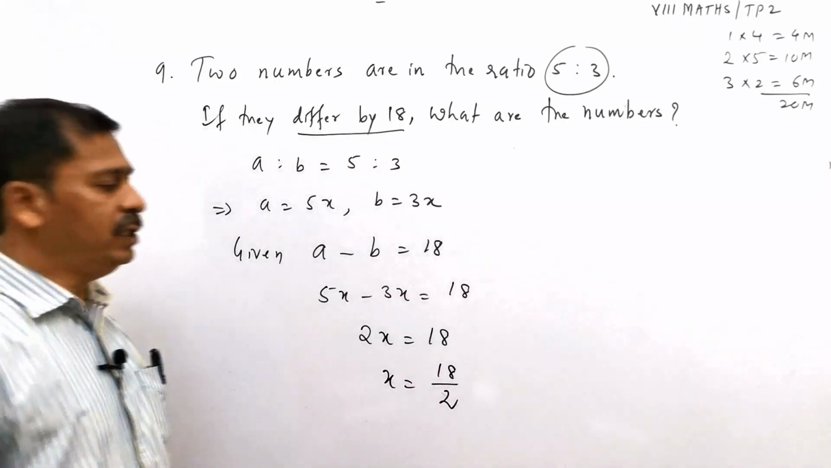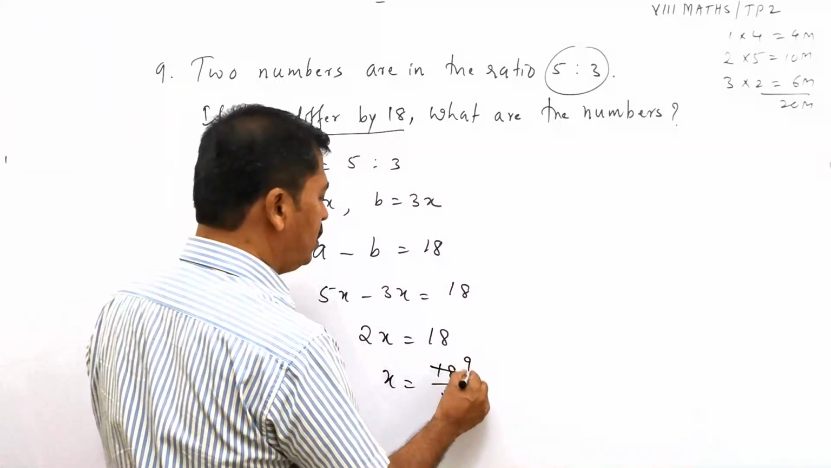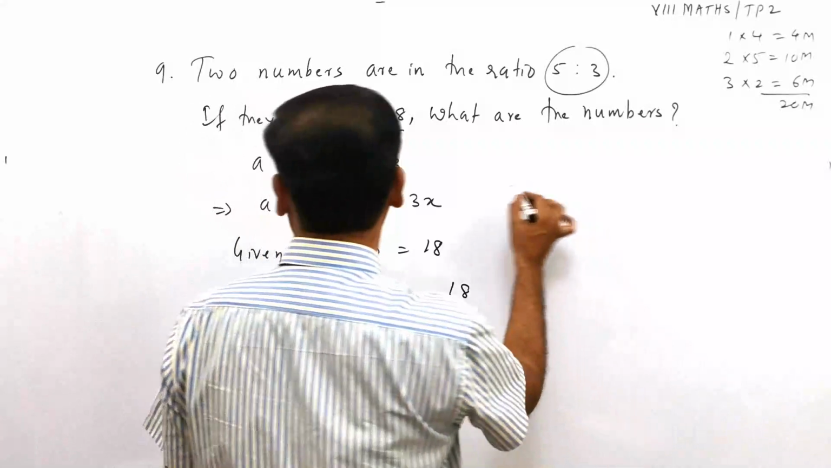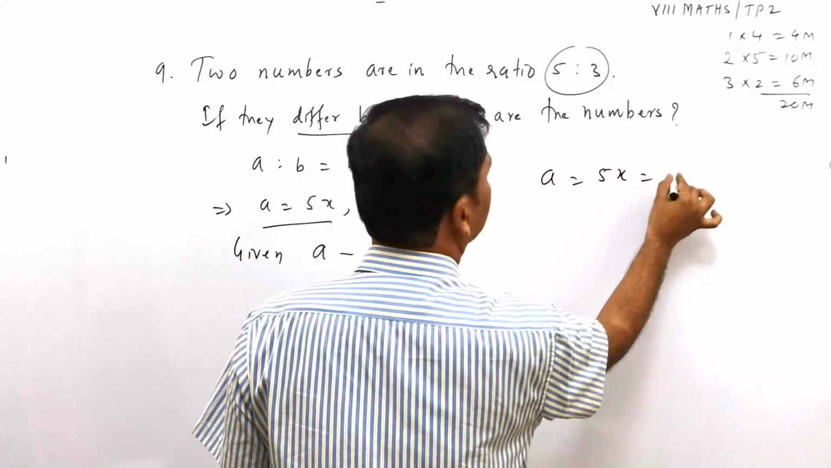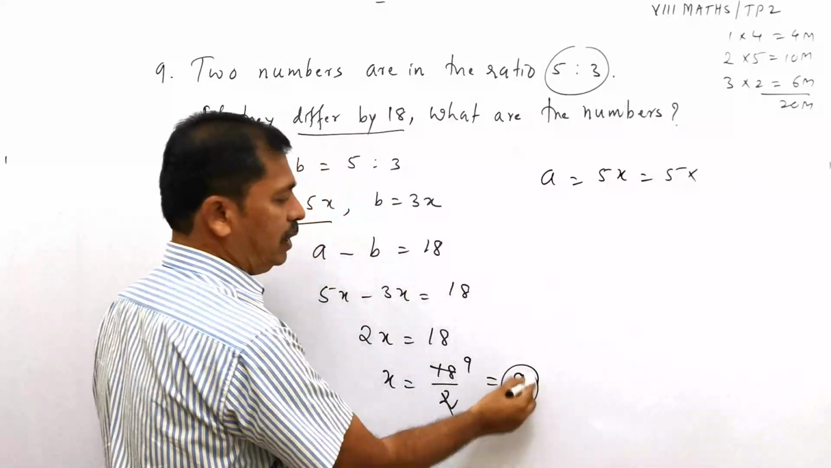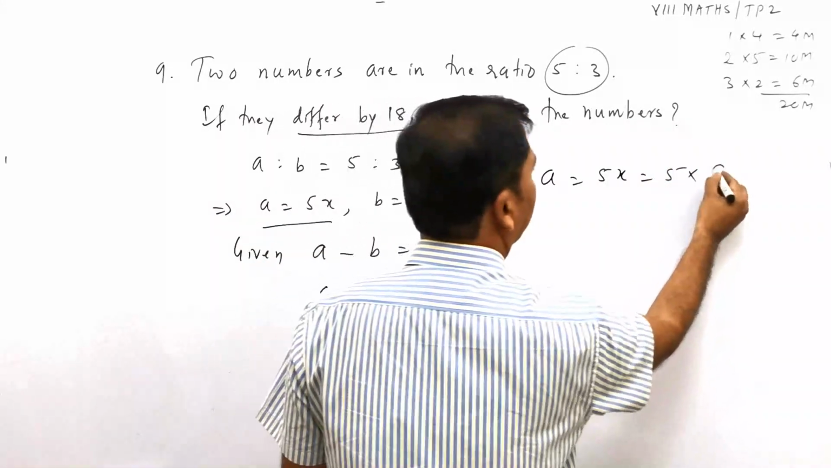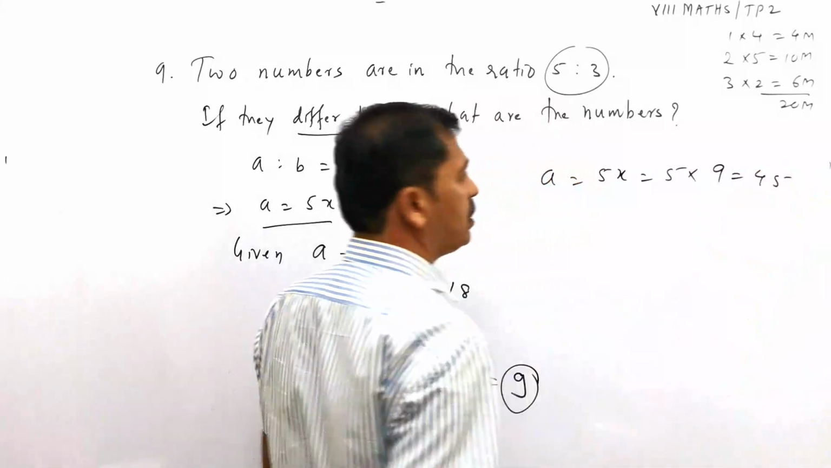18 divided by 2 you will get here. So 2 1s are 2, 2 9s are 18. So x is equal to 9. Therefore the first number, a is equal to 5x here. So 5 into x value is how much? 9. Substitute here. 5 9s are 45. So first number is 45.